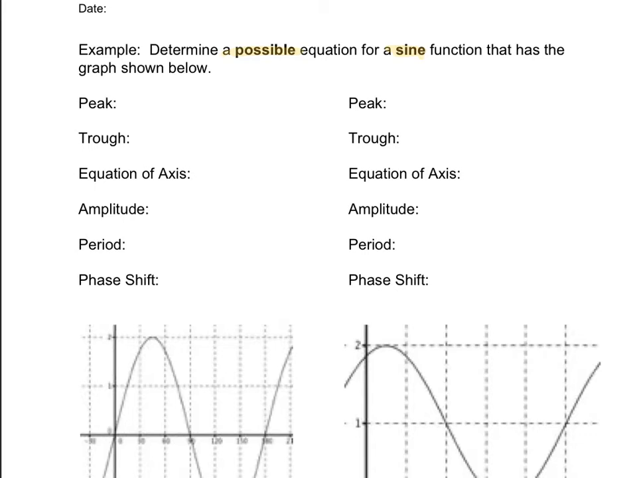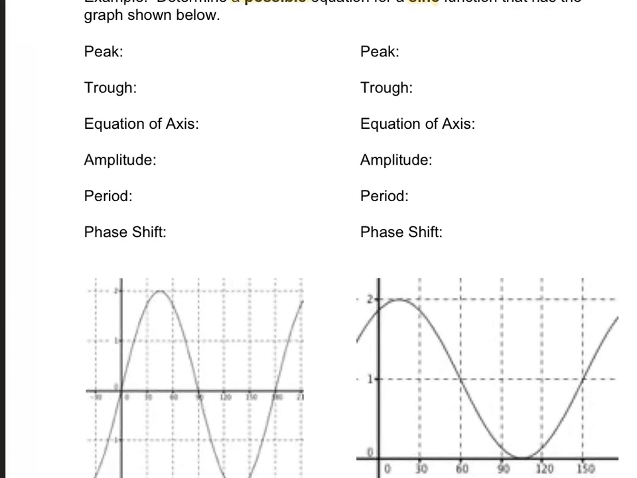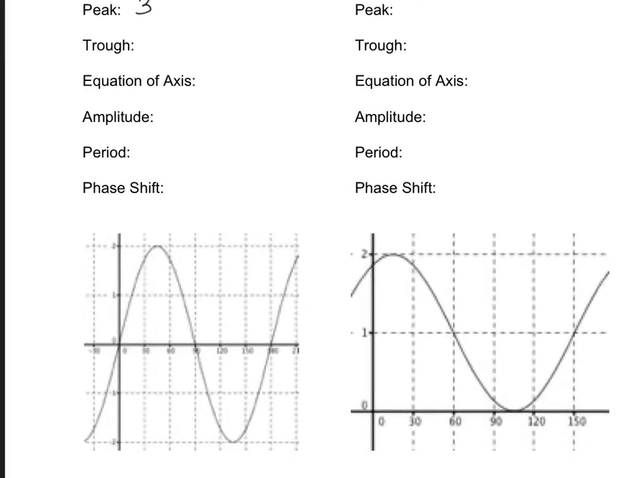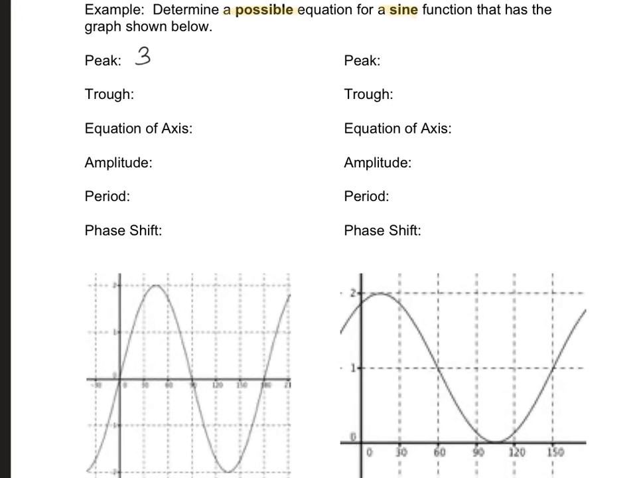But I still like to go through a particular process and always identify the peak and trough. So in this graph, we can see that the peak is 3. The trough is -3. So for the equation of axes, this is actually pretty straightforward, but I'll just write down the equation again. That's going to be the peak plus trough over 2. In this case, it's going to be 3 plus -3 over 2, which is 0.